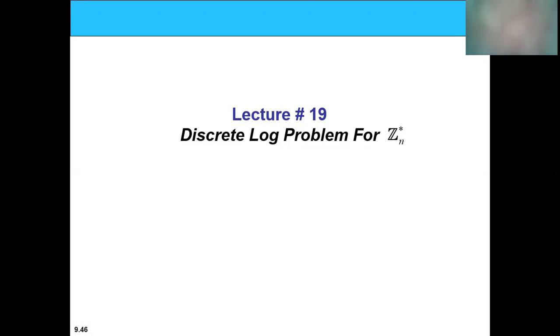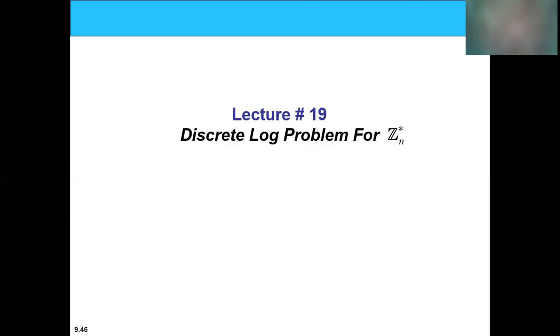Today my lecture is about the discrete log problem over Zn star. It means that in the last lecture we discussed the discrete log problem over prime residues, and in that case we discussed the more general discrete log problem over the set of modulo classes over any composite number n.